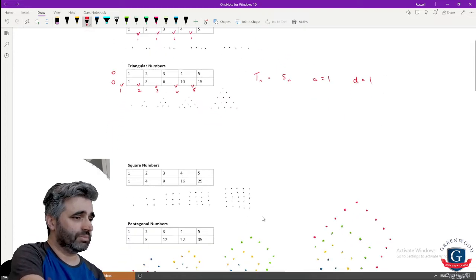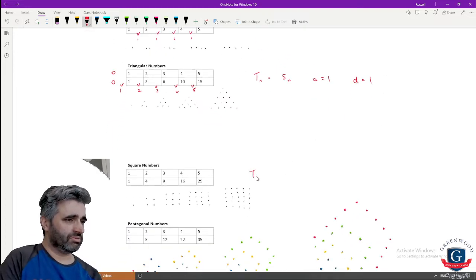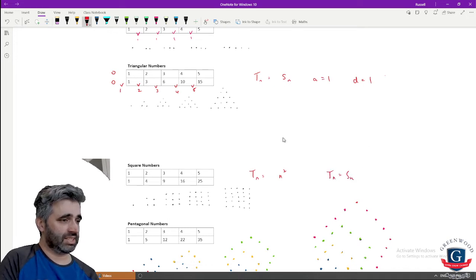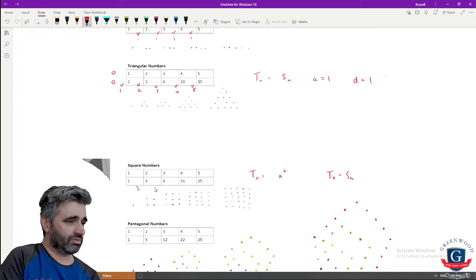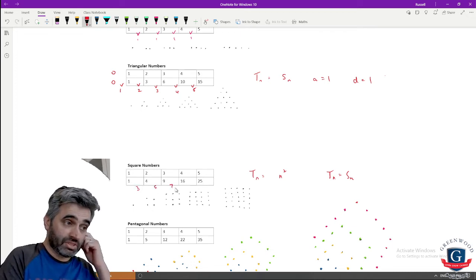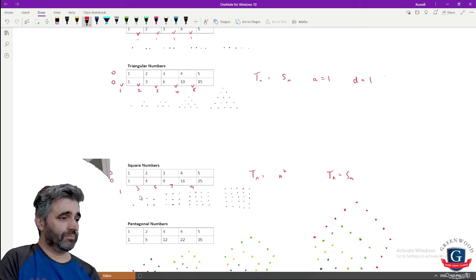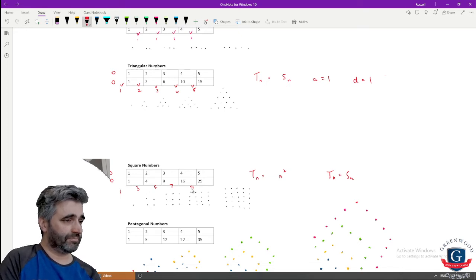When we look at the square numbers, the term number is relatively easy to find. It's just n squared. So 1 squared is 1, 2 squared is 4, 3 squared is 9, and so forth. But we could do something similar to what we did with the triangular numbers. We could say Tn equals Sn, and if we have 3, 5, 7, 9, if we put 0, 0 in, that would give us 1. This is an arithmetic sequence increasing by 2. A would be 1, D would be 2.